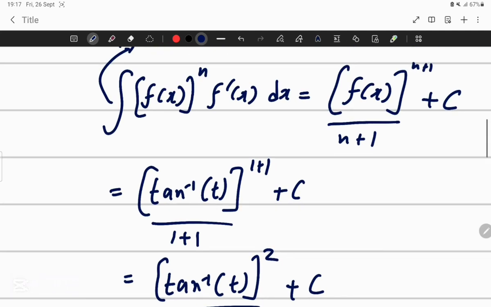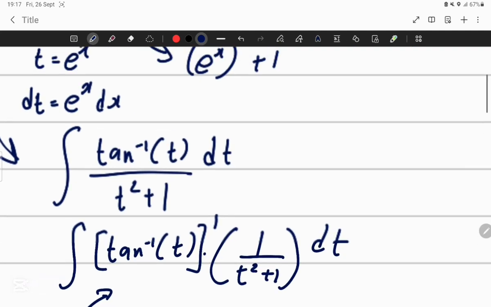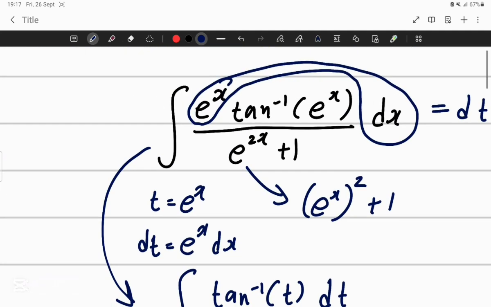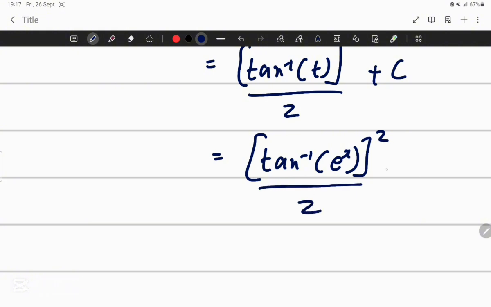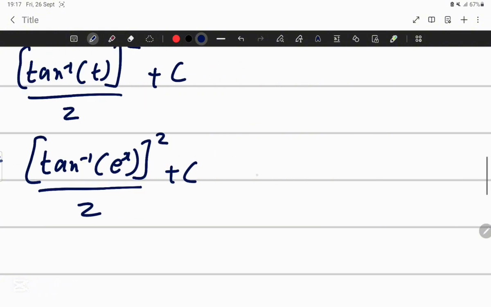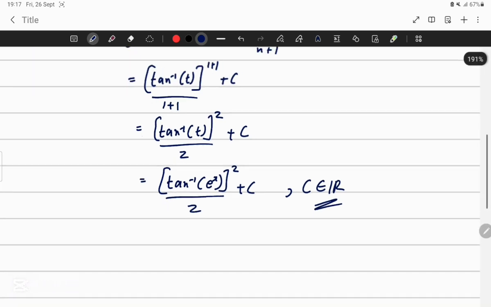Now I am going to take the answer back to the x world, right? So t is e to the power x, so the answer is tan inverse e^x, whole squared, over 2 plus c. Here c is a real constant. So this is the answer.